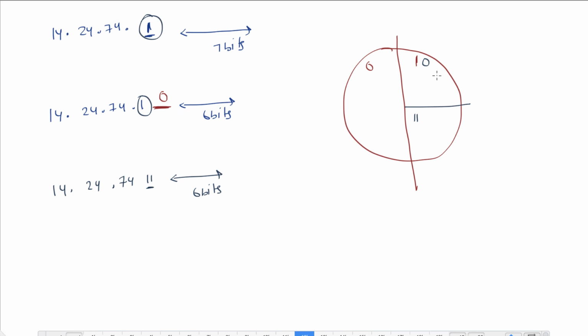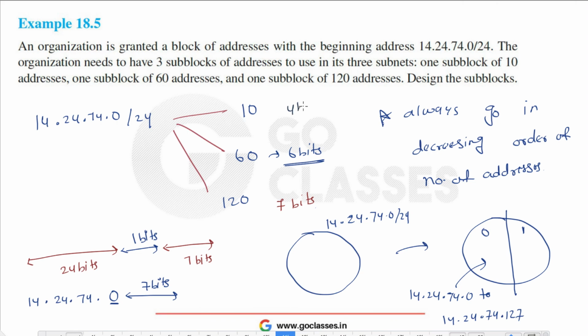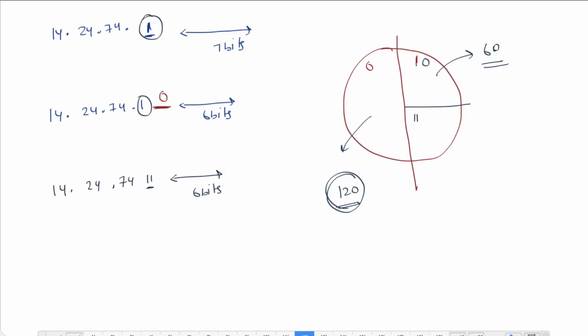So this 10 will be dedicated to the 60 address block. The 0 has been dedicated to the 120 address subnet. Ultimately this has 64 addresses, 2 power 6, but that is okay. You only need 60 addresses, that is okay. Here you have 128 addresses, but you only need 120 addresses, that is okay, right? Now the last requirement is only 10 addresses. If you want only 10 addresses, how many bits do you need? You need 4 bits, right? So this 11 is fixed, which means you have this 11 as a fixed number.